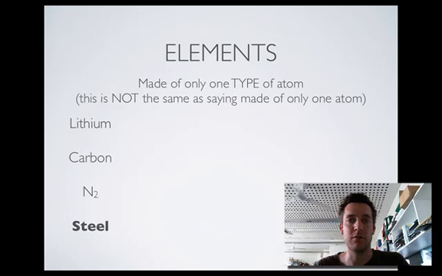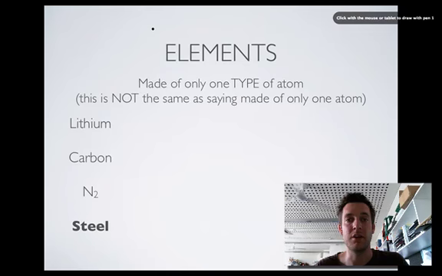Elements are things that are made of only one type of atom. Now that doesn't mean that it has to be only one atom present. Because if I just had one atom in my hand, I wouldn't be able to see it, but it would just be one atom. I could have a million atoms. As long as they were the same kind of atom, that substance I had would be an element.